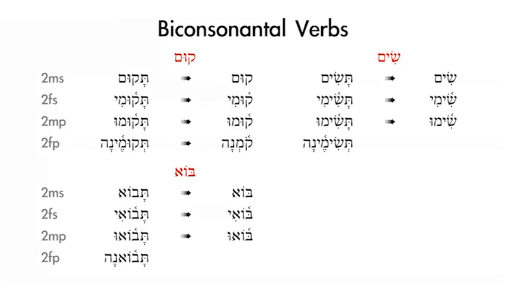Finally, we'll consider the biconsonantal weak verbs with the imperative. The nice thing about this is that the medial vowel letter is present in every form.